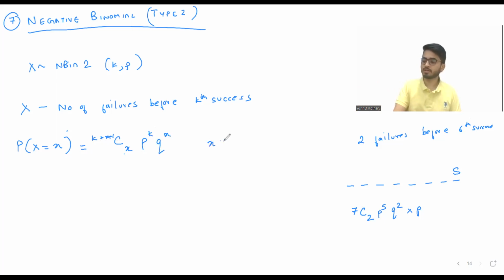And now tell me what values X can take. Logically think about it. Number of failures before the kth success. We can have 0 failures, 1 failure, 2 failures, and so on.